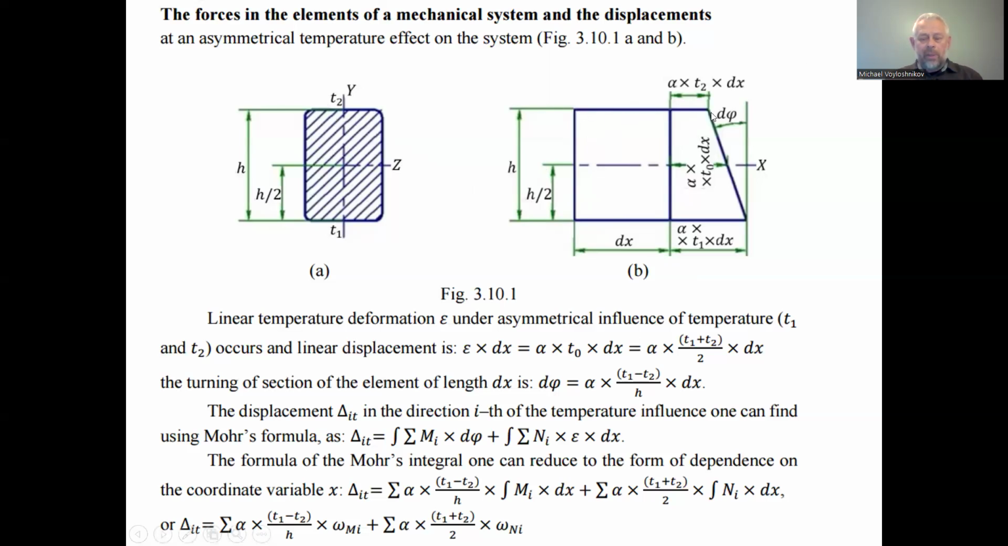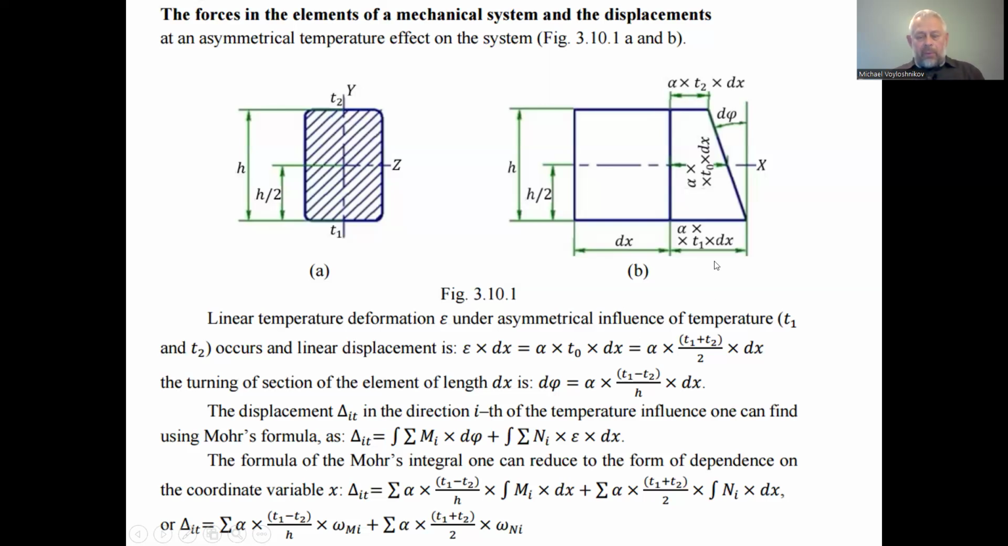As the upper fibers of the rod are heated to temperature T2, we have the deformation of the upper fibers of the rod as the product of alpha by T2, the temperature of heat in the upper side of the rod, and the increment size dx. The alpha is the coefficient of linear expansion of the elastic material, and depends on what kind of elastic material we consider.